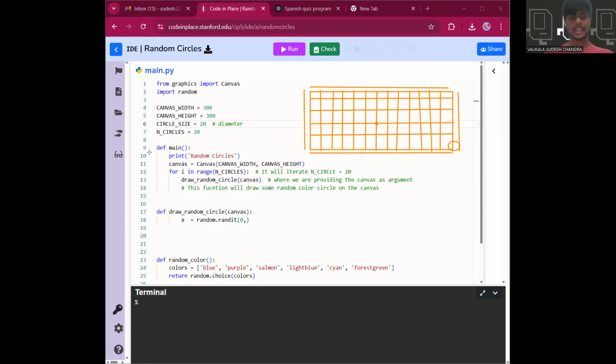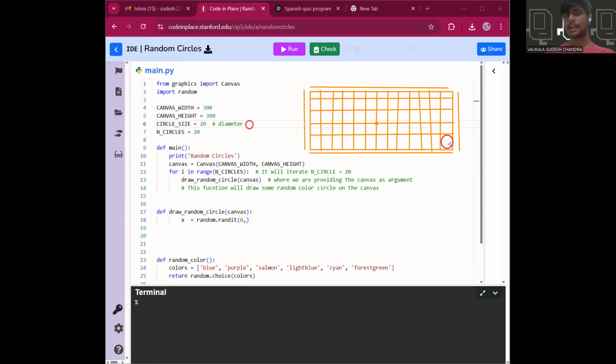I hope this is not a kind of confusion over here. I will tell you once again what is happening. See, here consider the circle size is around this much, 20. If I want the circle to be over here, it's okay to have it over here.